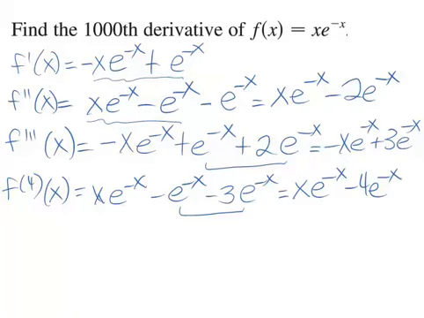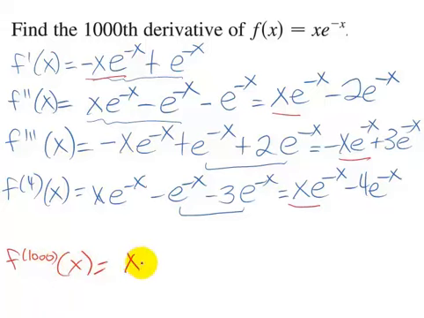So looking at the patterns, we first see that the first term is always an x e to the negative x, but it alternates signs between minus and plus. It looks like all the odd derivatives have a negative sign on the first term, and all the even derivatives have a positive sign. So if we want the 1000th derivative, the first term is going to be x e to the negative x.